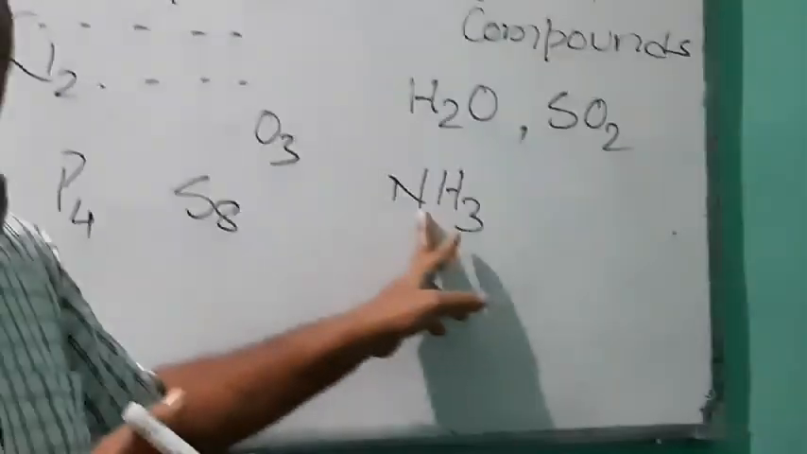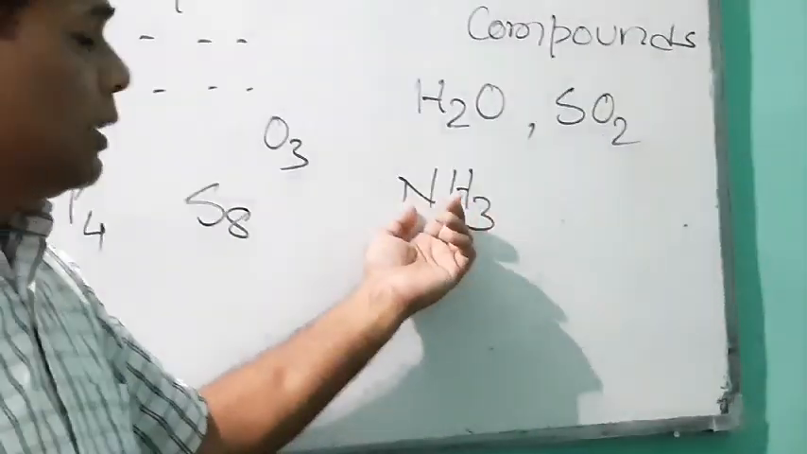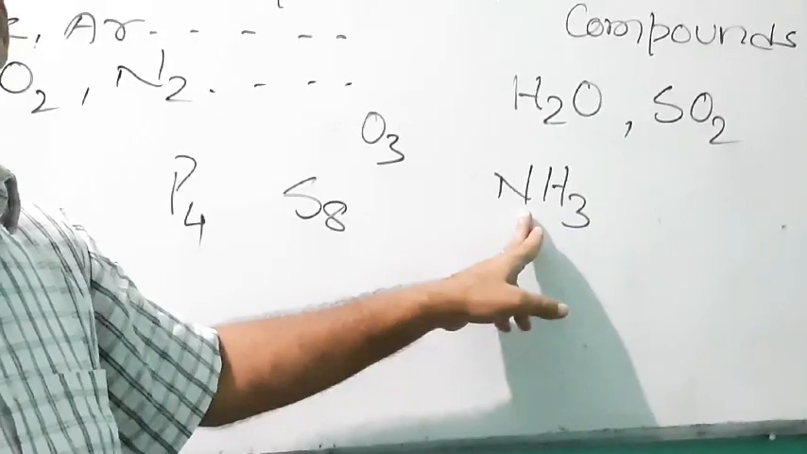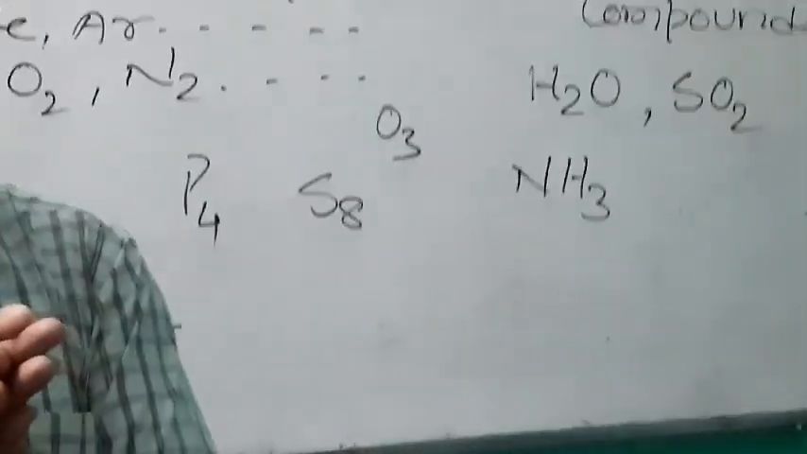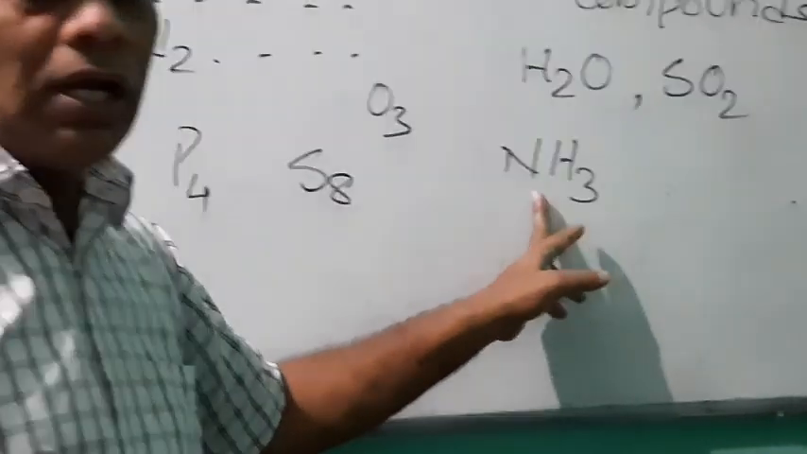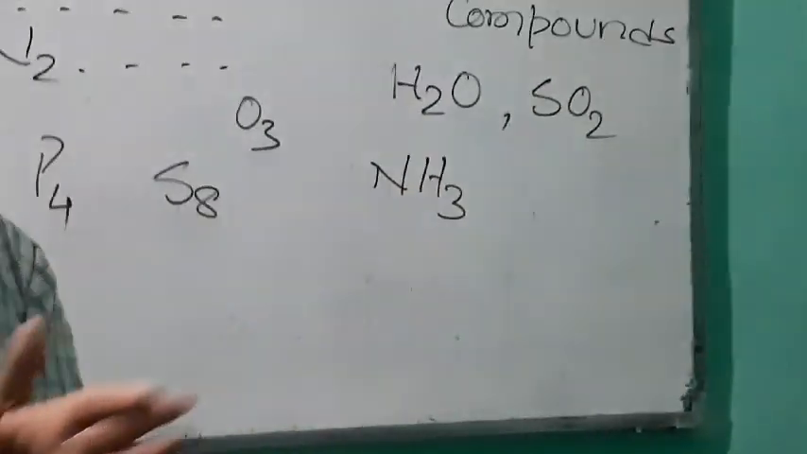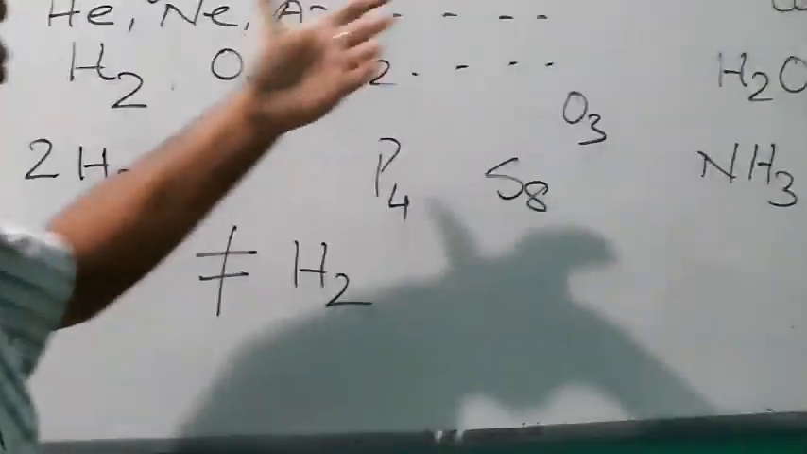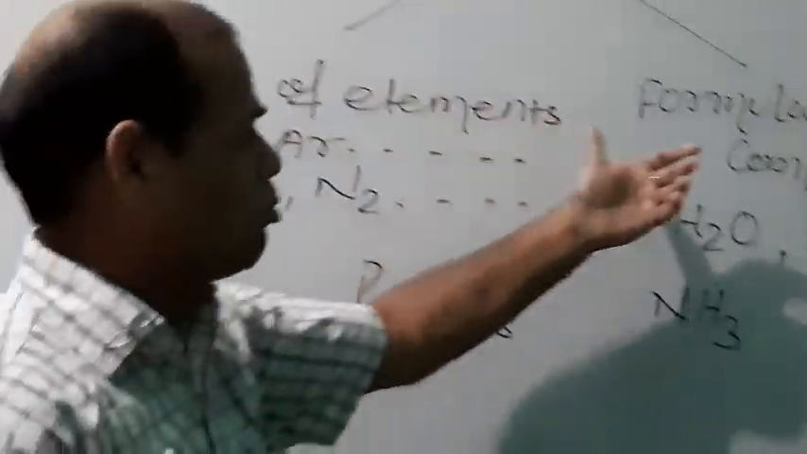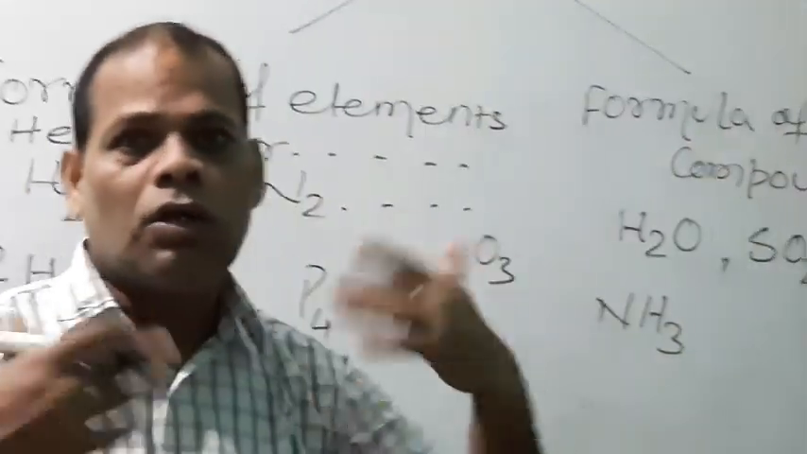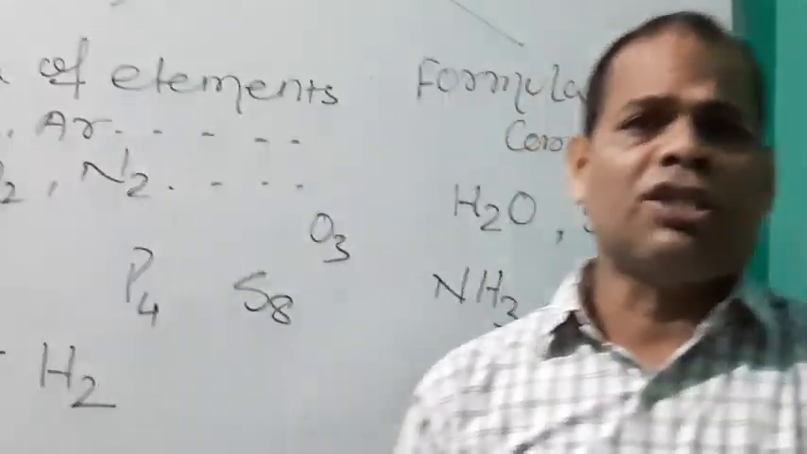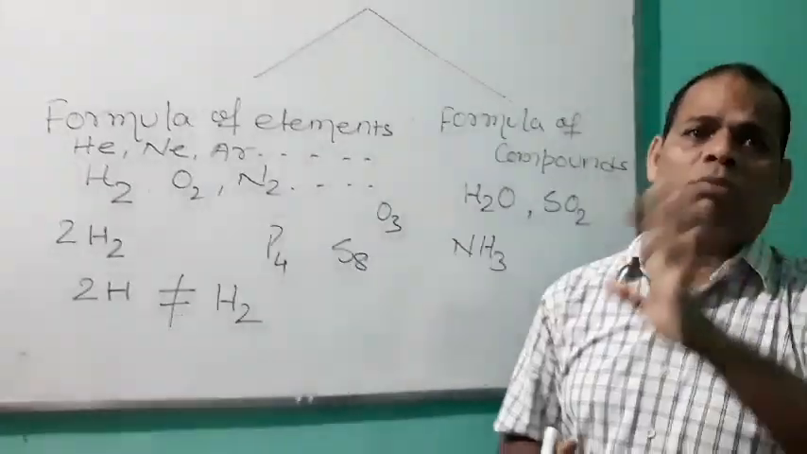Similarly, ammonia. In ammonia, one atom of nitrogen and 3 atoms of hydrogen are present. So the chemical formula is basically of two types: formula of elements and formula of compounds. Now we will talk about the significance of a chemical formula.